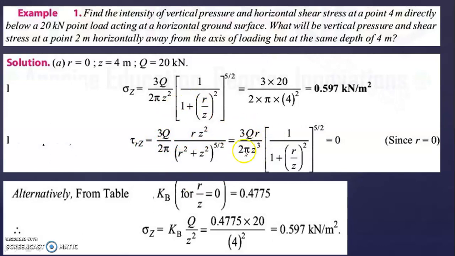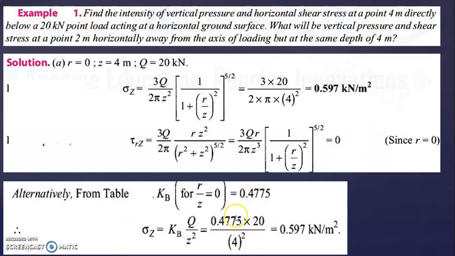For that, this is the formula: 3QR divided by 2 pi Z cube into 1 divided by 1 plus R divided by Z whole square to the power 5 by 2. Here R is equal to 0, so this term becomes 0, and the entire expression becomes 0. So the horizontal shear stress under the load is equal to 0.